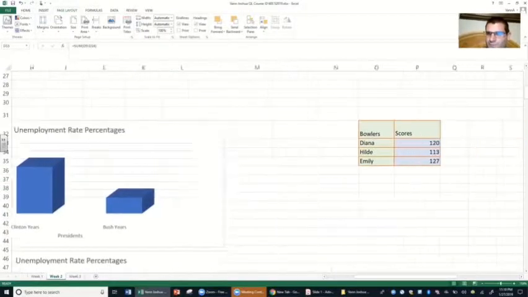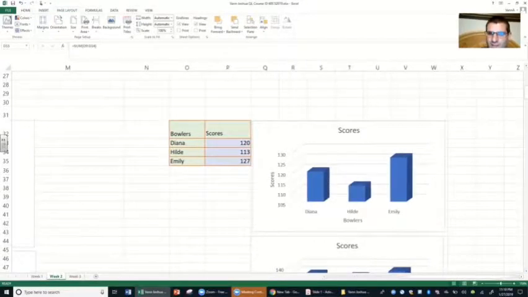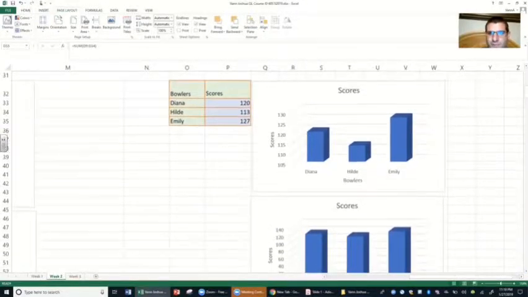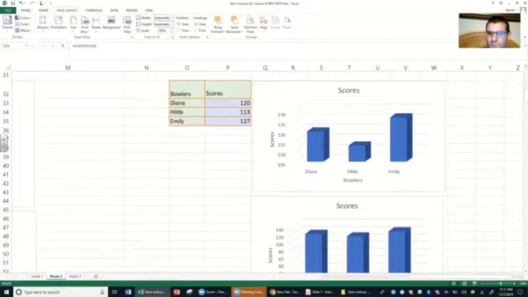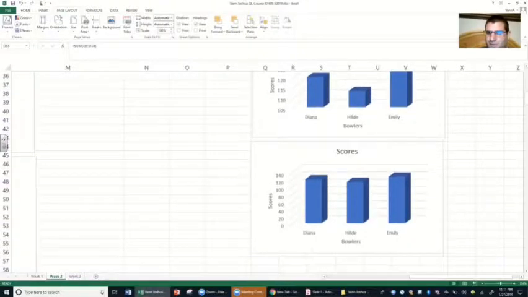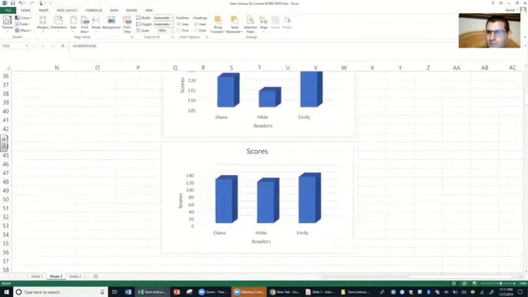Then we moved over to bowlers. We did the same thing. We took the bowler score and put that into a bar chart. When we put it in the bar chart, we could see that if we start them out at 105, there was a big drastic difference between the scores. But if we start at 0, the difference between the scores became a lot smaller.